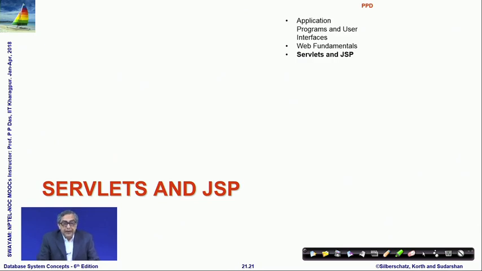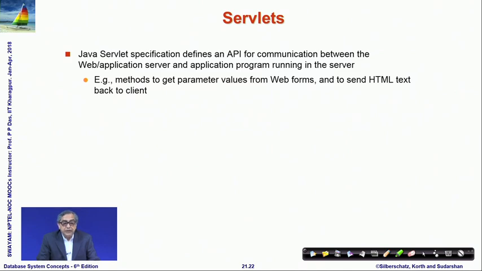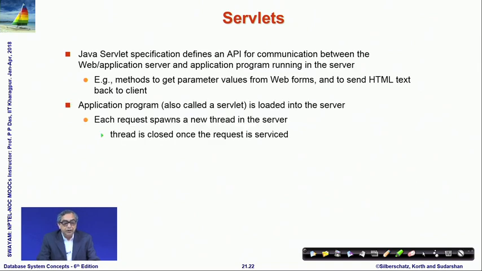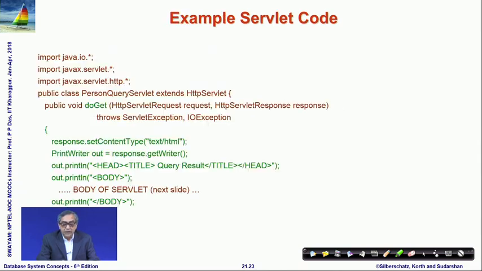Next, let us look into some of the core technologies that are involved. The first technology is called a servlet. Servlet, as you can understand from the name itself, is like a booklet. A booklet is a very small book, and a servlet is a very small server. It is a Java application which can do certain tasks. It is a kind of application program, and every time we make a request, the server spawns a new thread, and in that thread this servlet runs, and once the request is serviced, that thread is closed.